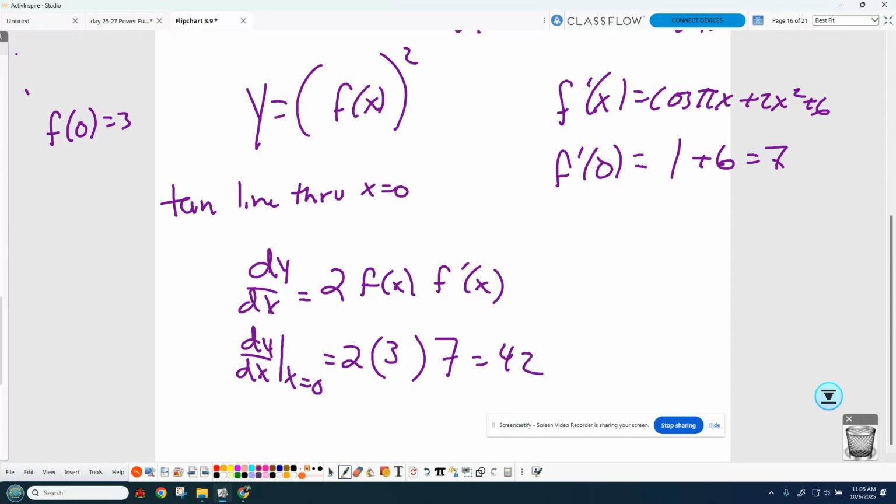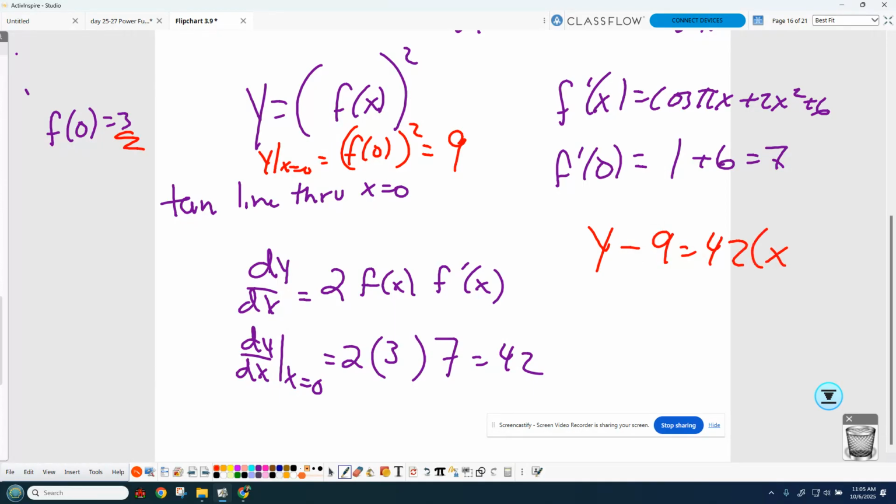Now, before you come up privately at the end of class and ask me why this was 9, I'm trying to tell you here. This guy, y, when x is 0, is f of 0 squared. What was f of 0? 3. So this guy was a 9. Y minus the y value equals the slope times x minus the x value. Do you need to write x minus 0? No.